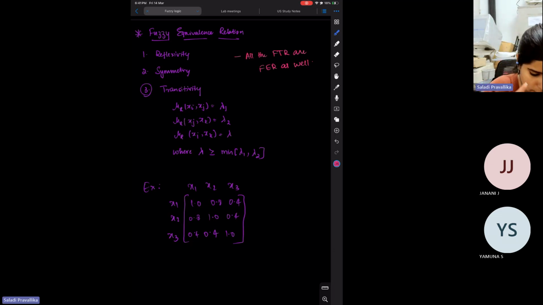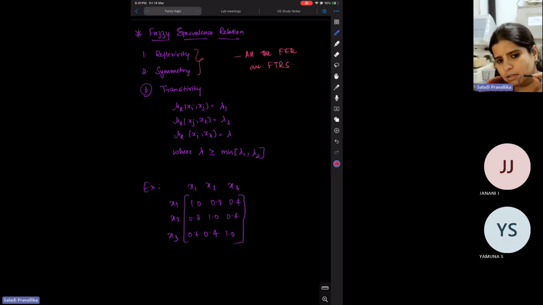Oh, sorry, it should be the other way around. Thank you. All the FERs are FTRs as well. Okay, because all the fuzzy equivalence relations have to satisfy reflexivity and symmetry, which are the main and the only things for FTRs, right? And hence all the fuzzy equivalence relations are also fuzzy tolerance relations. Okay.